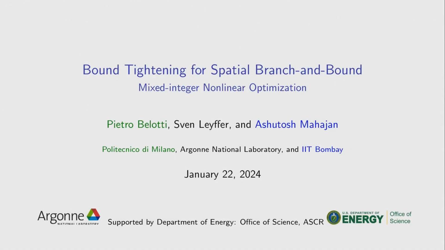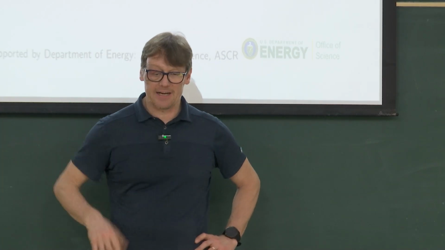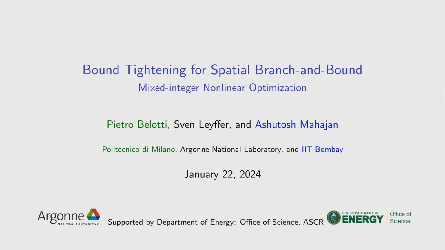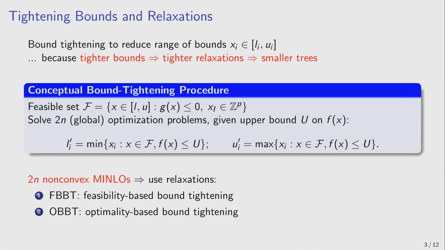I'll finish this lecture on global optimization of non-convex mixed integer nonlinear programming by talking a little bit about bound tightening. These are techniques that ensure that we can get tighter bounds on the intervals, which in turn give tighter outer approximations. The goal is to simply try to reduce the range of the bounds that we have on some of our variables, because tighter bounds give us tighter relaxations, right?